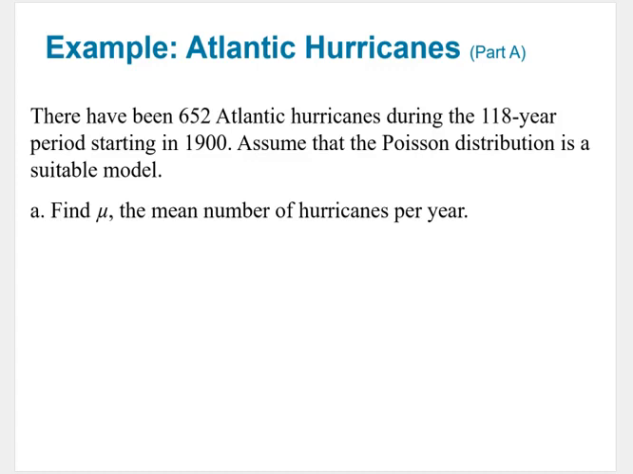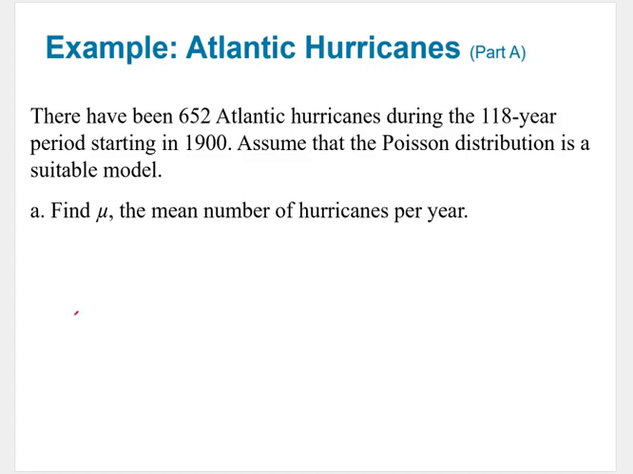There have been 652 Atlantic hurricanes during the 118-year period starting in 1900. Assume that the Poisson distribution is a suitable model. We're just going to assume that the Hurricane Center has already told us that that's what they're using. This is going to be a multi-part problem. Part A, let's find the mean of the number of hurricanes.